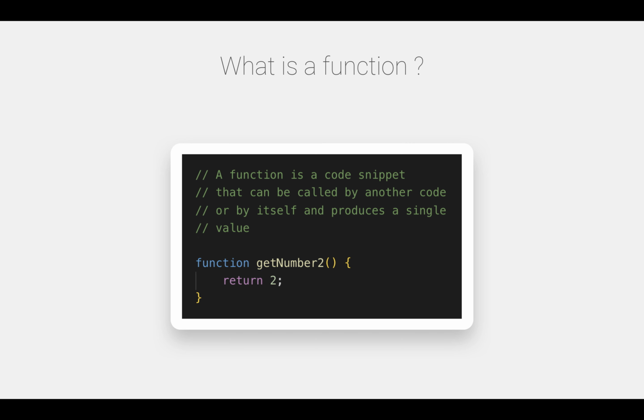Here we can see an example. Get number 2. Whenever we execute this function, we're going to get back synchronously the number 2. And that's it. This function cannot export anything else.